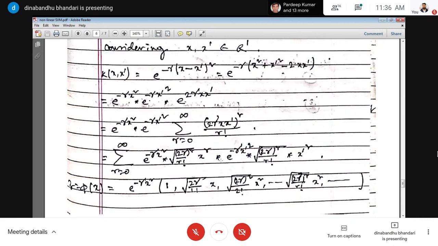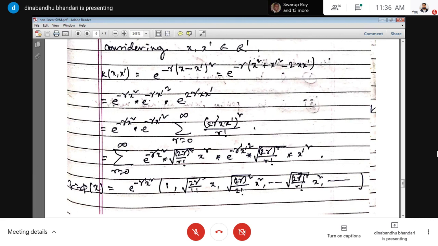Now what can we write? Take the x's to one side and the x' to the other side. e^(-gamma x^2) and here, what is there? x^r by factorial r will be there, and there will be 2 gamma.